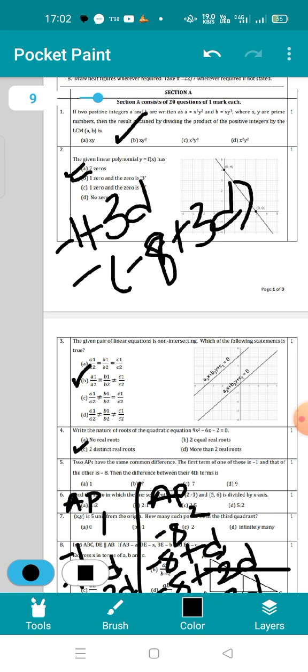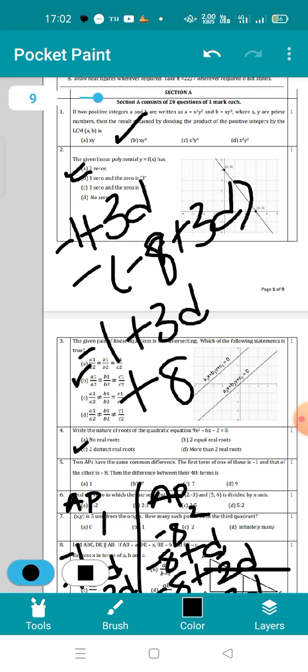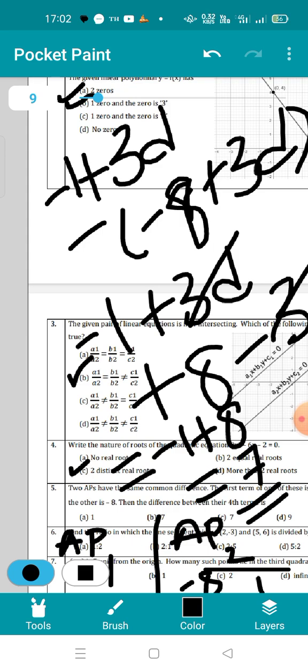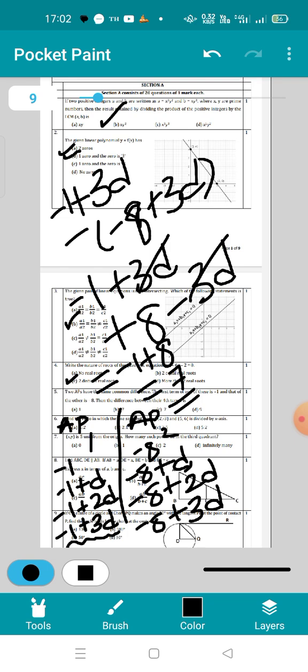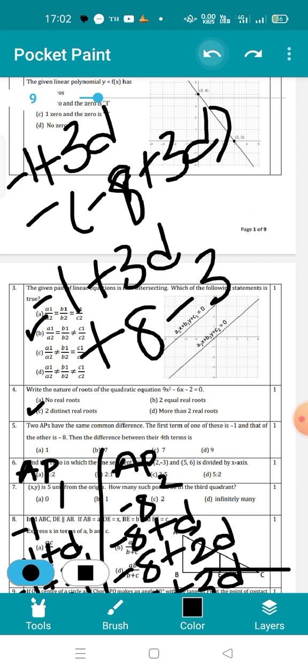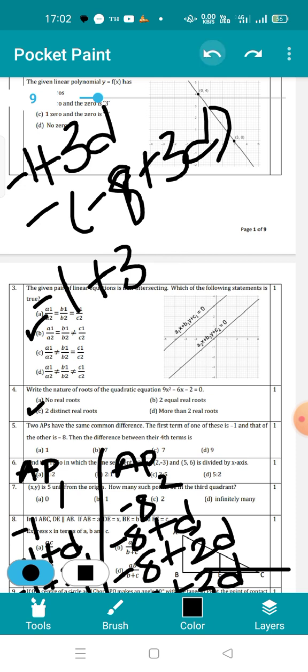Now let's simplify this. -1 plus 3D, minus into minus is plus 8, and minus into plus 3D will be minus 3D. So now what happens? 3D minus 3D cancel each other, so -1 plus 8. What is -1 plus 8? -1 plus 8 will be 7. So what is the difference between the fourth terms of the given APs? It will be 7, or plus 7. Let's look at the options carefully and come to the conclusion as to which option is the correct option.